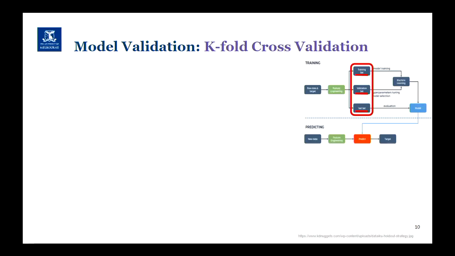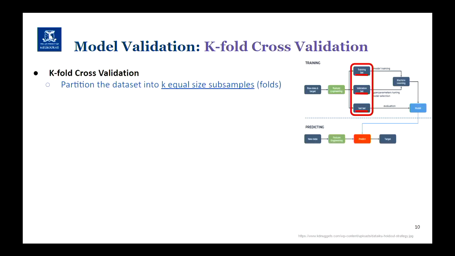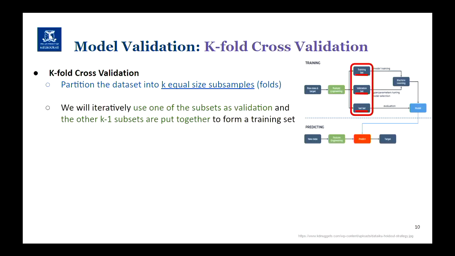Alternatively, what you can do instead is something called k-fold cross-validation. And the idea behind k-fold cross-validation is to partition our data set into k equal size subsamples, which are called folds. So instead of dividing, this is my training, this is my validation, I merge these two together and divide them into k folds. And what we're going to do is, iteratively, we're going to use one of the subsets as a validation, and all the remaining k minus 1 put together as a training set. And will vary in each round which one is the validation set. Okay?